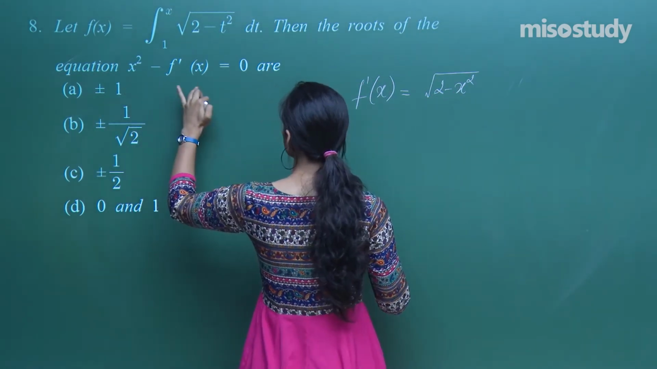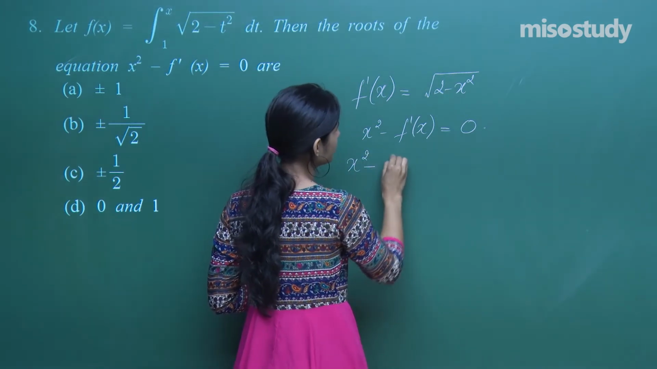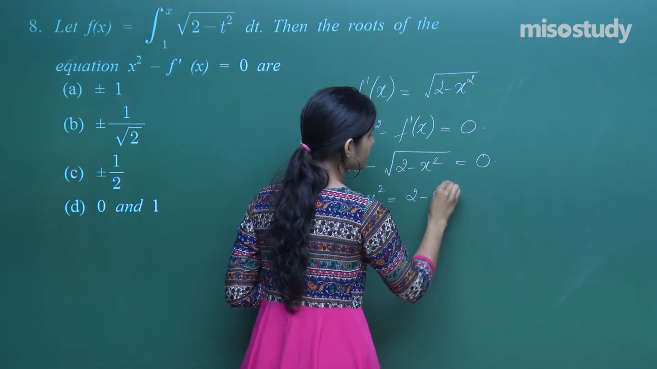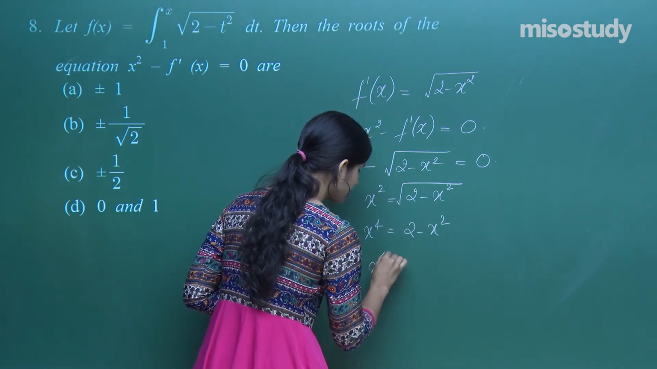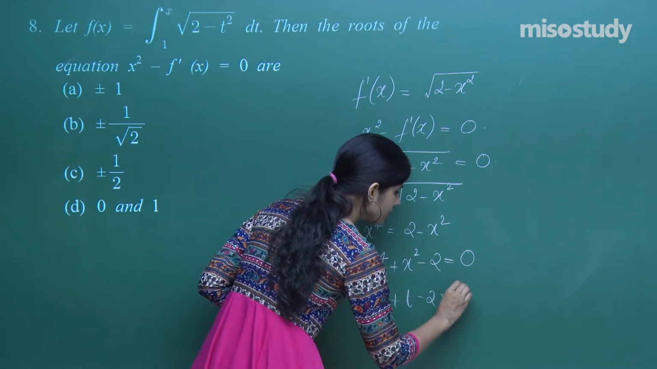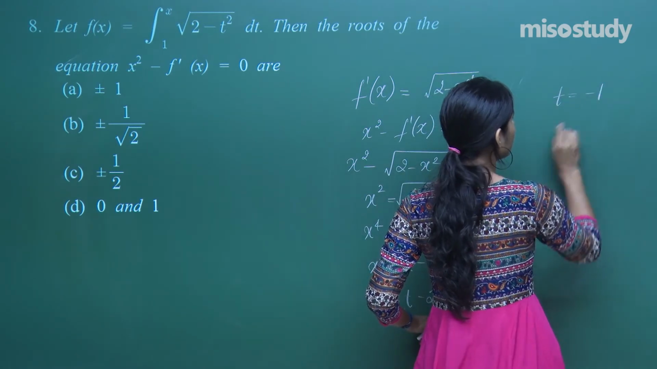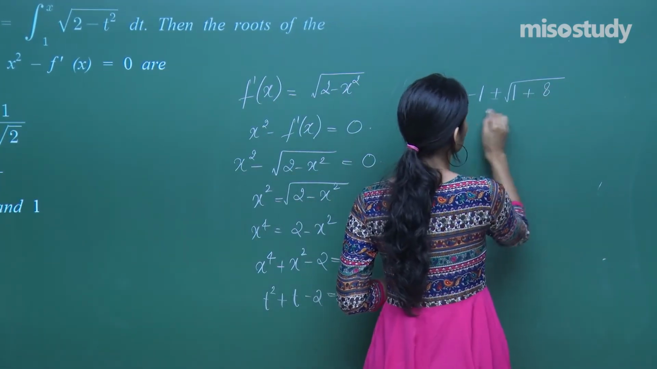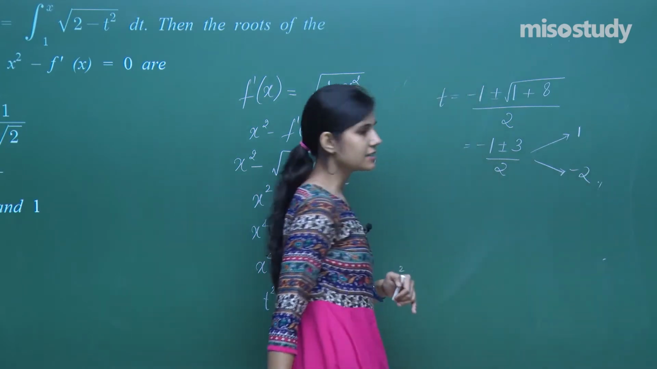Now that we know f'(x), I am interested in this equation: x square minus f'(x) equals 0. X square minus this, which is f'(x), equals 0. X square equals under root 2 minus x square. Squaring both sides, I get x to the power 4 equals 2 minus x square, which is x to the power 4 plus x square minus 2 equals 0. You can write this as t square plus t minus 2 equals 0, where t is x square. Now this is a quadratic equation. t will be equal to minus b plus minus root over b square minus 4ac upon 2a. So this gives you minus 1 plus minus 3 by 2, which eventually gives you 1 and minus 2 as the answer.